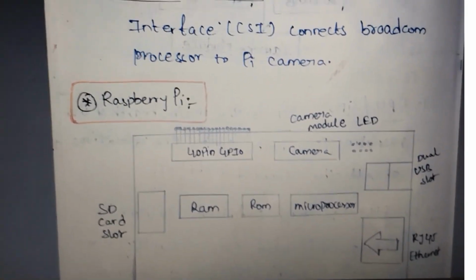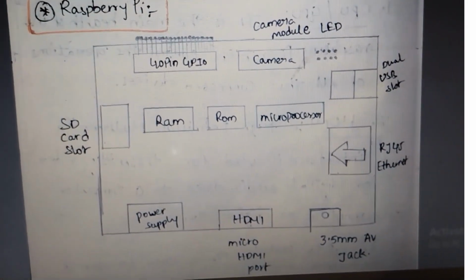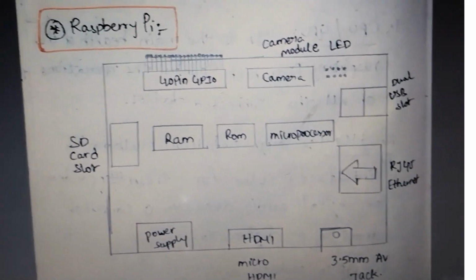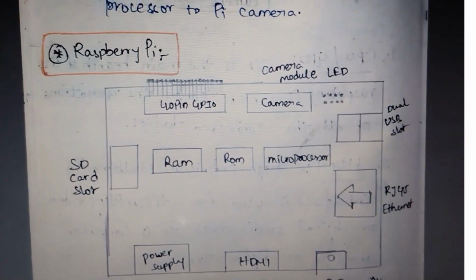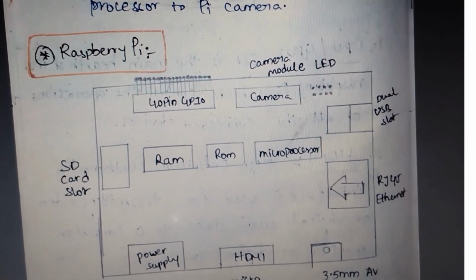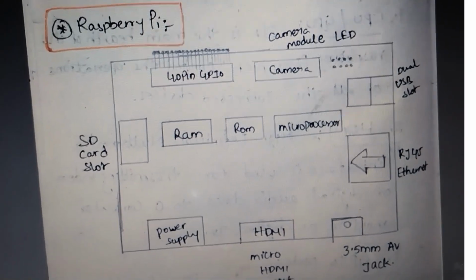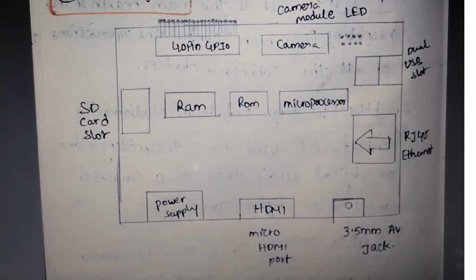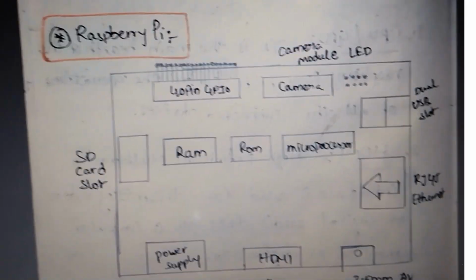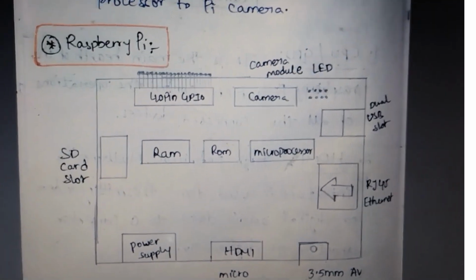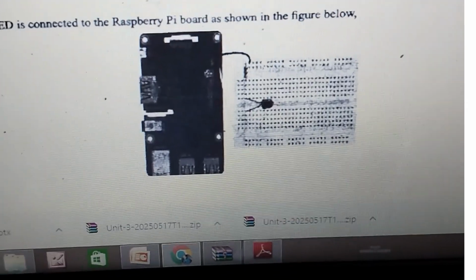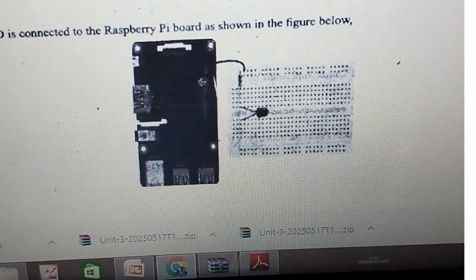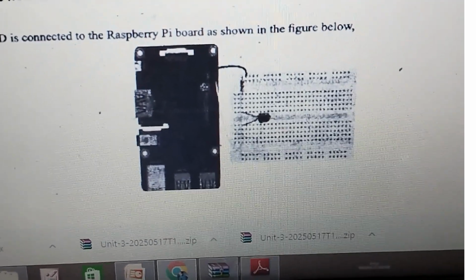Okay, this is the diagram of the Raspberry Pi major components. Okay, what are the components? It has 40 pin GPIO pins, camera module, LED, USB port, dual USB ports, RJ45 Ethernet jack, 3.5 audio jack, micro HDMI port, power supply and SD card. These are the major components in the Raspberry Pi. You get those 40 pins with this board, like LEDs, motors, sensors.